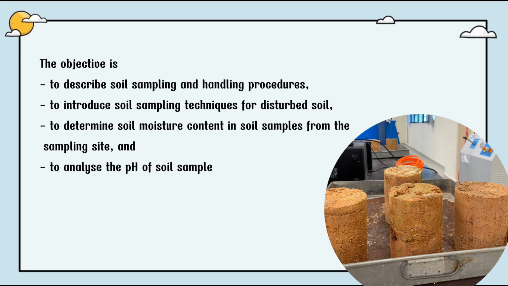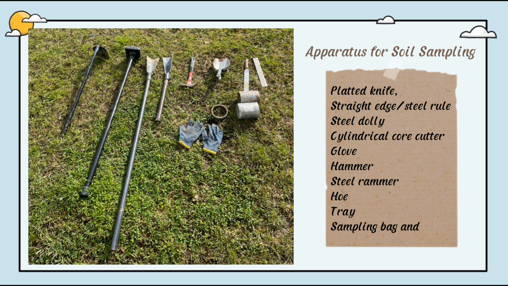the pH soil sample. The apparatus that will be used for soil sampling is plated knife, straight edge, steel rule, steel dolly, cylindrical core cutter, glove, hammer, steel rammer, hoe, tray, sampling bag.